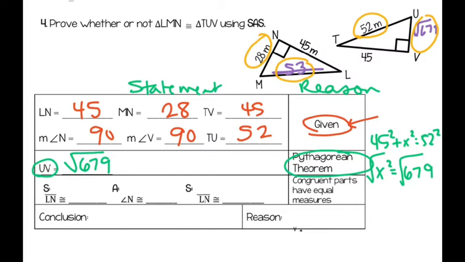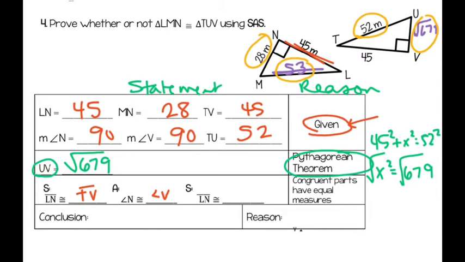So I'm going to say LN is congruent. That's not the hypotenuse, that's this side right here. So I'm going to say LN is congruent, and it says congruent, not equal to, so I need another segment. And the side that it's congruent to is TV, so I'm going to write TV, and that is true. And then angle N is congruent to angle V, so that's true.